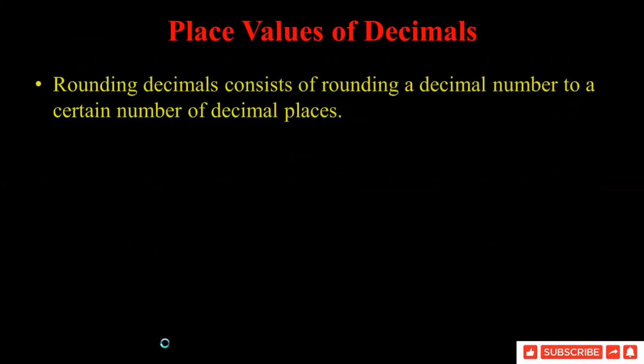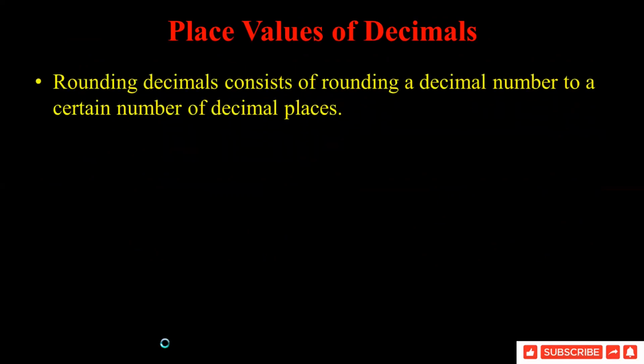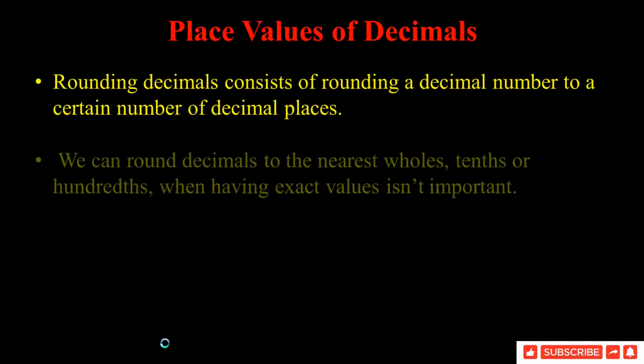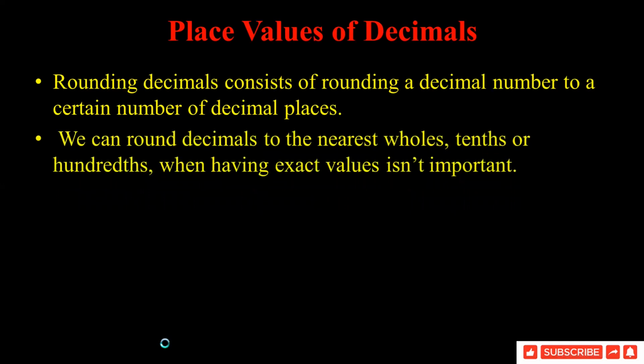For rounding up or rounding down for the decimals, we shall understand the place values of decimal. So rounding decimal consists of rounding a decimal number to a certain number of decimal places. We can round decimals to the nearest wholes, tenth or hundredth, when having exact value isn't important.